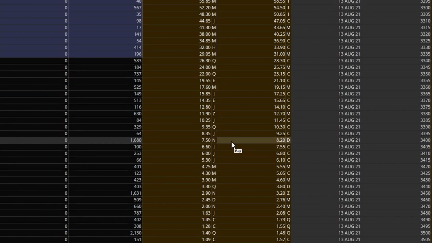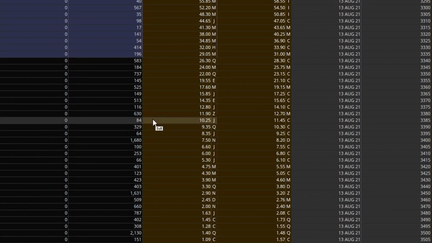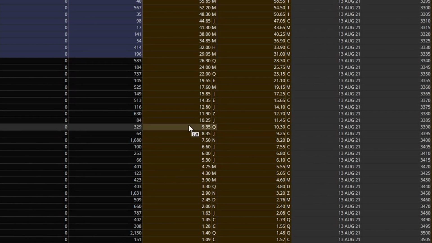The spread is actually smaller over here as well. You can see 750 to 820, so the spread is only 70 cents. But if you go to something that is really, really bad, for example, let's say this 3385, how much is the spread over here? This one is like $1.20 for the spread. So you can see if the liquidity is bad, you get a very, very bad fill.